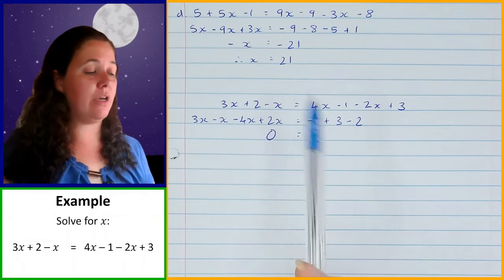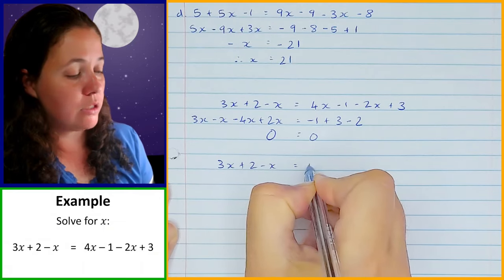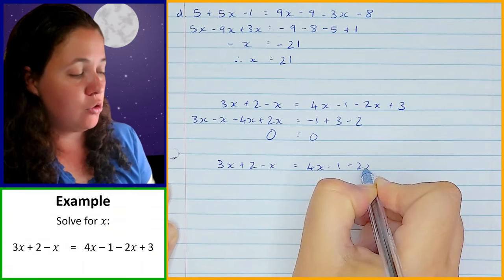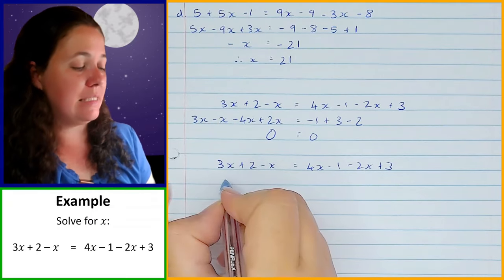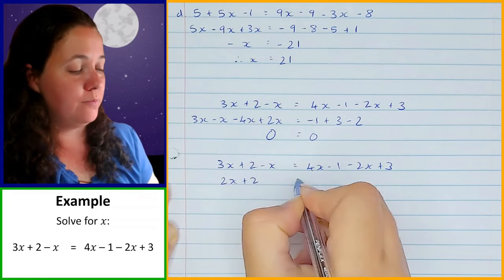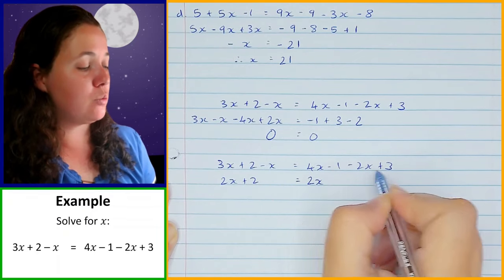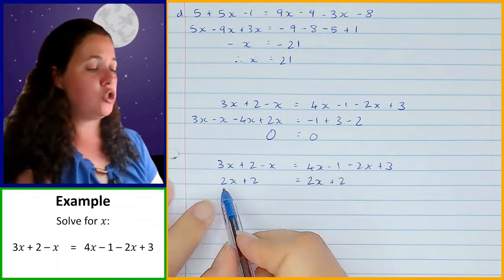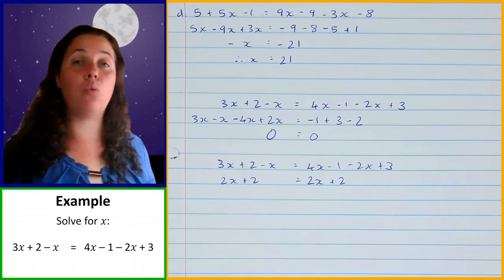If I were to simplify this, if I had 3x plus 2 minus x equal to 4x minus 1 minus 2x plus 3, and if I just simplified both sides, 3x minus x is 2x plus 2 equals 4x minus 2x is also 2x, minus 1 plus 3 is plus 2. 2x plus 2, they are identical. It doesn't matter what x is.